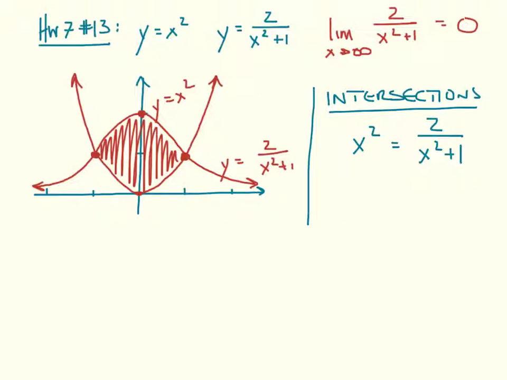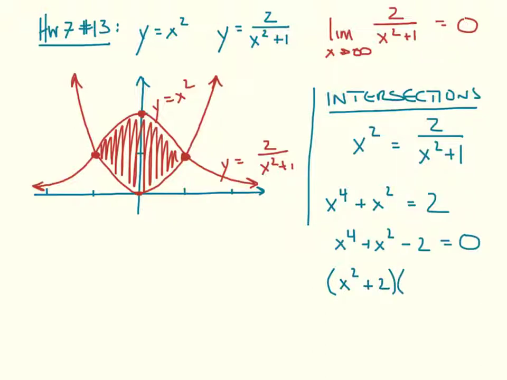All right, so how do you solve? You can multiply the x squared to the other side, so you get x to the 4th plus x squared equals 2. Now notice if I bring the 2 to the other side, it's kind of like a quadratic equation, except it's x to the 4th and x squared, right? So this is still the square of this term, right? And so we can factor this. We can factor it as x squared plus 2 times x squared minus 1 is equal to 0, right? Same as solving a quadratic.